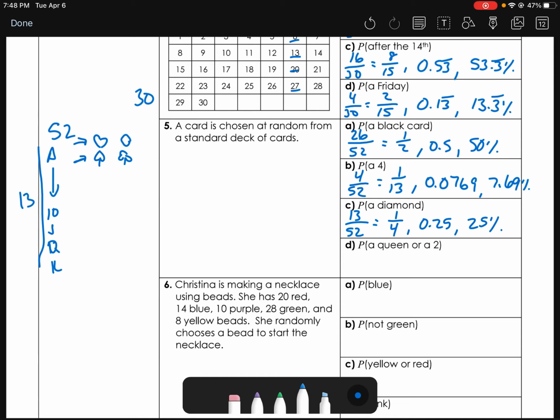And then finally, the probability of getting a queen or a 2. Well, each suit has a queen, so that's 4 queens. And then each suit has a 2. That's also 4 2s. So that means we have a total of 8 cards that we could pick from out of our 52. Now I can simplify that. I could take a 4 out from the top and bottom, and that would leave me with 2 out of 13. If I divide those guys, I approximately get 0.1538. And then moving the decimal place over 2 times would give me 15.38%.